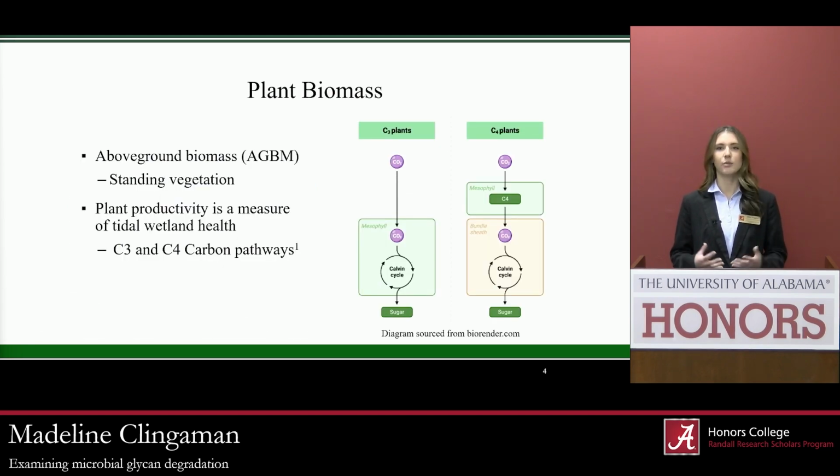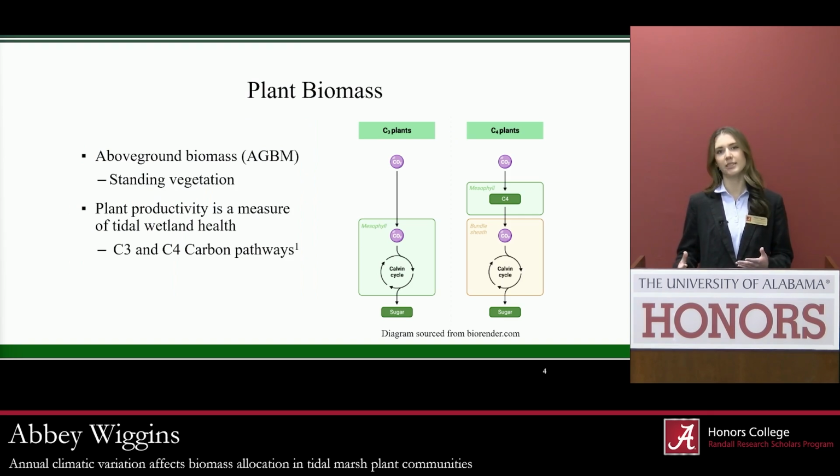So, in this study, what I'm going to be focusing on today is plant biomass, and more specifically, above-ground plant biomass. That refers to the standing vegetation of plants, which is gathered above the soil surface. With above-ground biomass, what I'm really getting at is an indirect measure of plant productivity. Plant productivity is a plant's ability to produce biomass, and it's commonly used as a measure of tidal wetland health and success. And so with above-ground biomass, we're really sorting those into two kinds of plants, which are C3 and C4 plants. This refers to a plant's photosynthetic pathway.